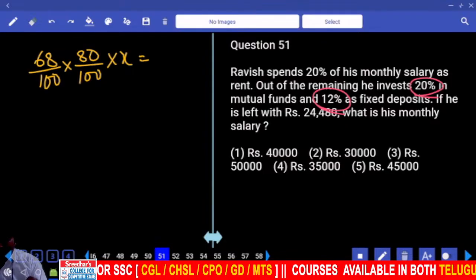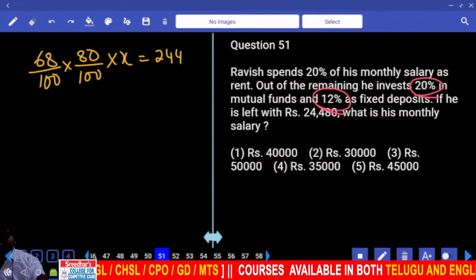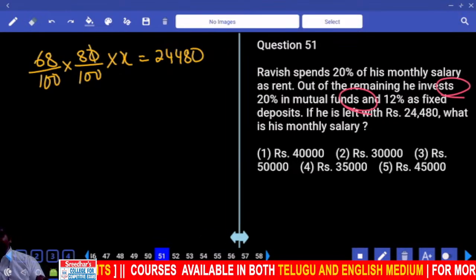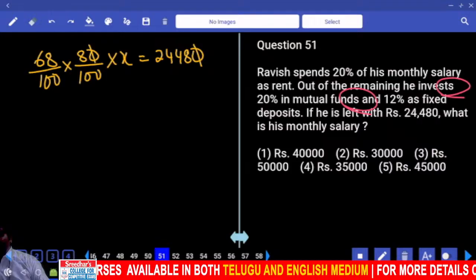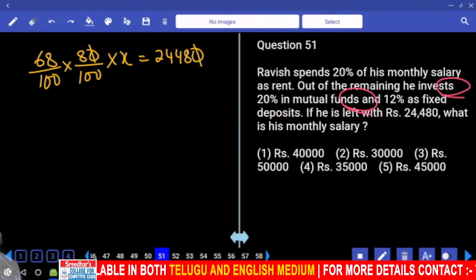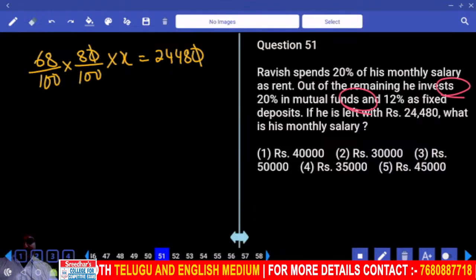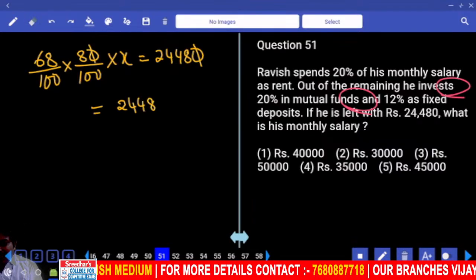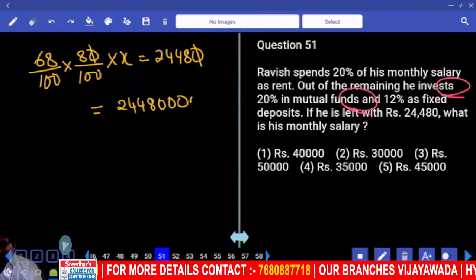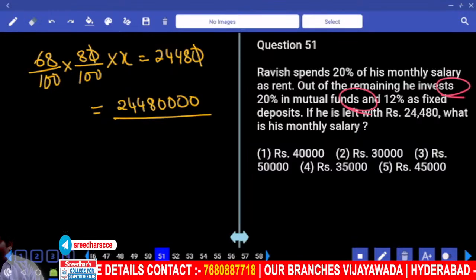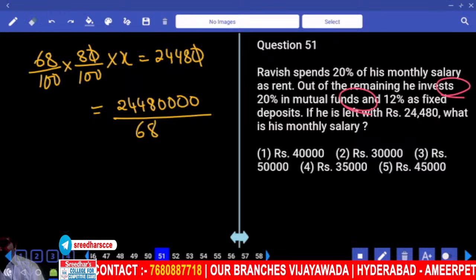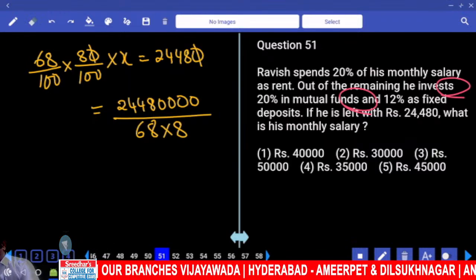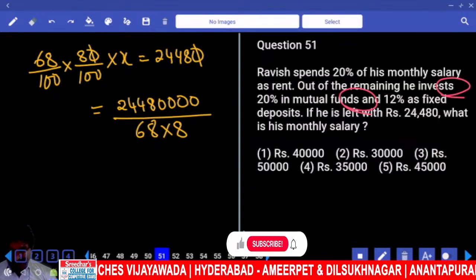And this is leftover money, which is equal to 24,480. Is it okay? First of all, 0, 0 cancel. Left hand side denominator, how many zeros are there? 4 zeros go to the right hand side. Already on the right hand side 24480, 1, 2, 3, 4 zeros are there. Left hand side numerator we have 68 and then 8 that goes to the right hand side denominator. Is it okay? Now look at this, this is the x value and this is the final value.